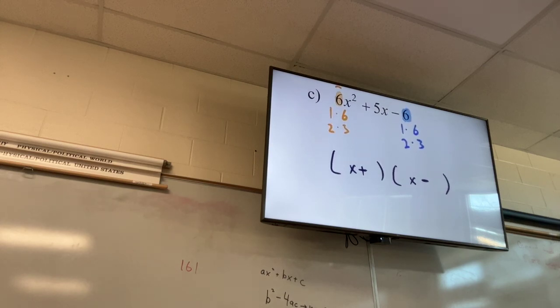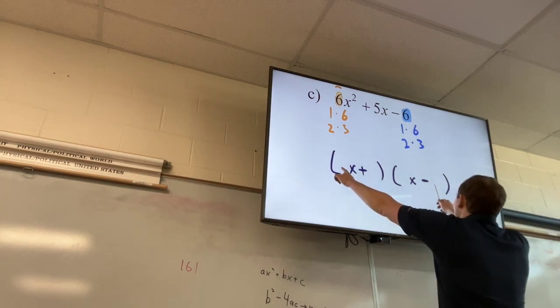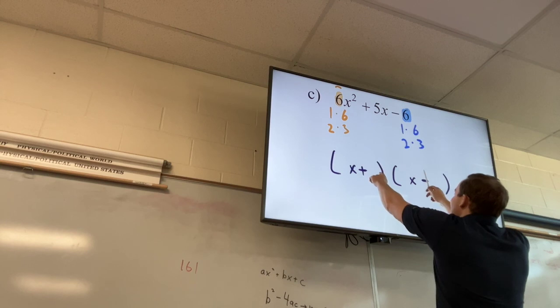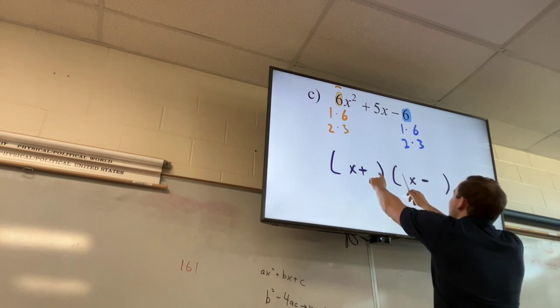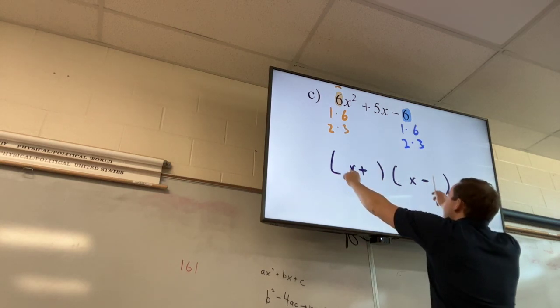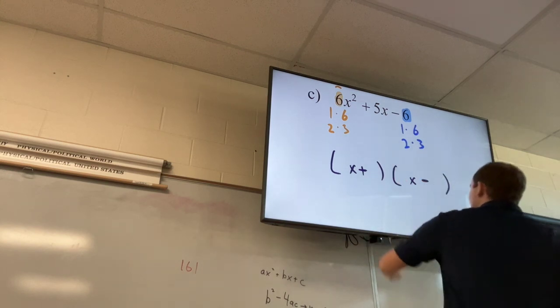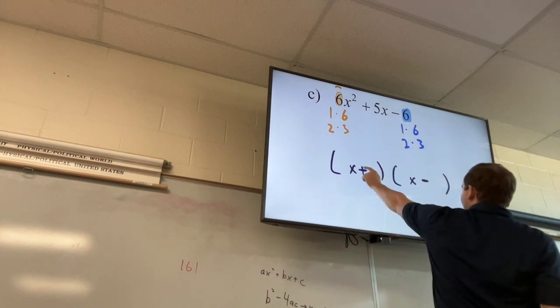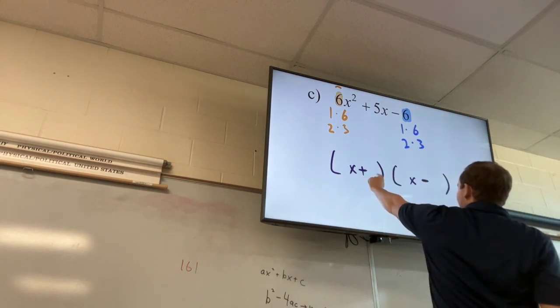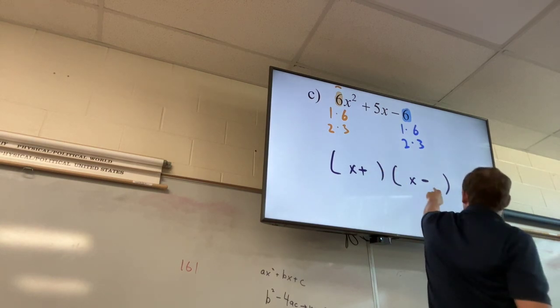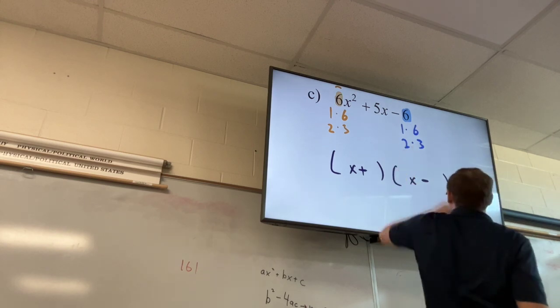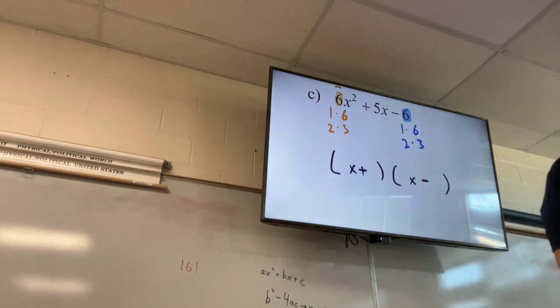Now when I FOIL these back out, the product of the inners minus the product of the outers has to be 5, okay? So the 2 numbers I multiply in the middle, they're going to be a positive, right, because there's a plus here. This is going to be a positive number, right? That minus the product of the outers has to be 5, okay? So product of the inners minus the product of the outers has to be 5.